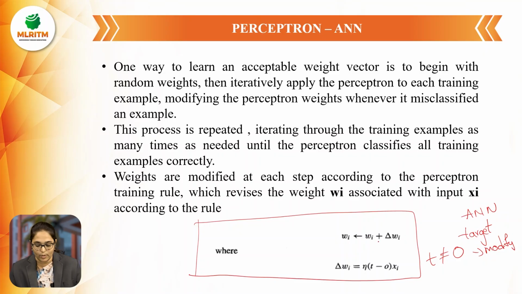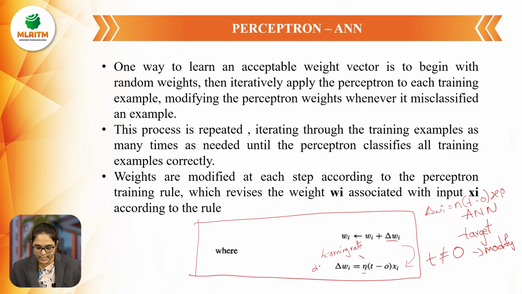that is, wi is represented as wi plus delta wi. So rewriting this, we are elaborating this particular function. So what is the actual? delta wi is equal to n into (t minus o) into xi. So delta wi is nothing but the modification of the weights. So what is the weight modification formula? That is nothing but n into (t minus o) and xi. n is nothing but the learning rate.